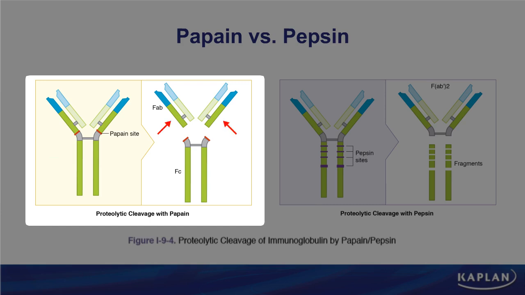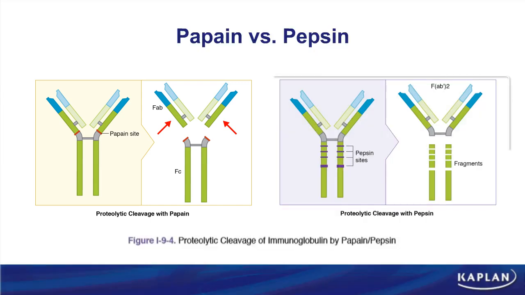You can see that these are no longer bound together, which means that each one of these can still bind to an antigen, but if you only have one binding site, you are unable to agglutinate anything or precipitate anything, and that's going to be the theme that you want to think about, okay?